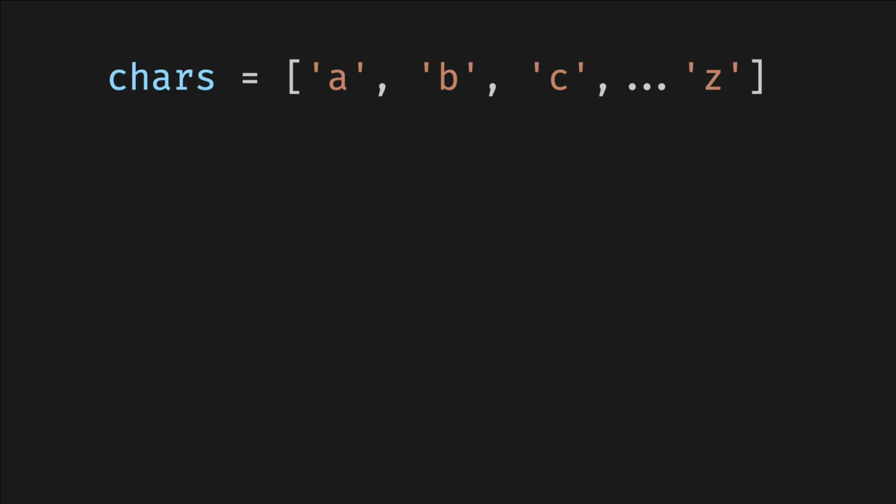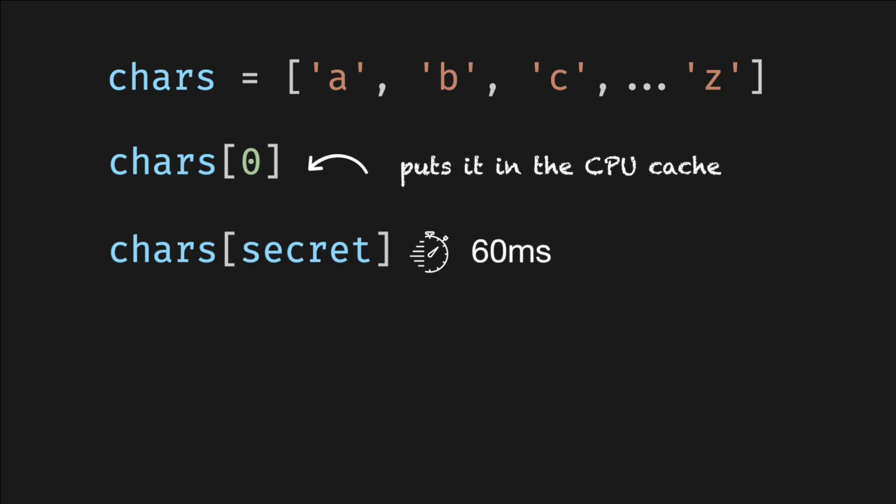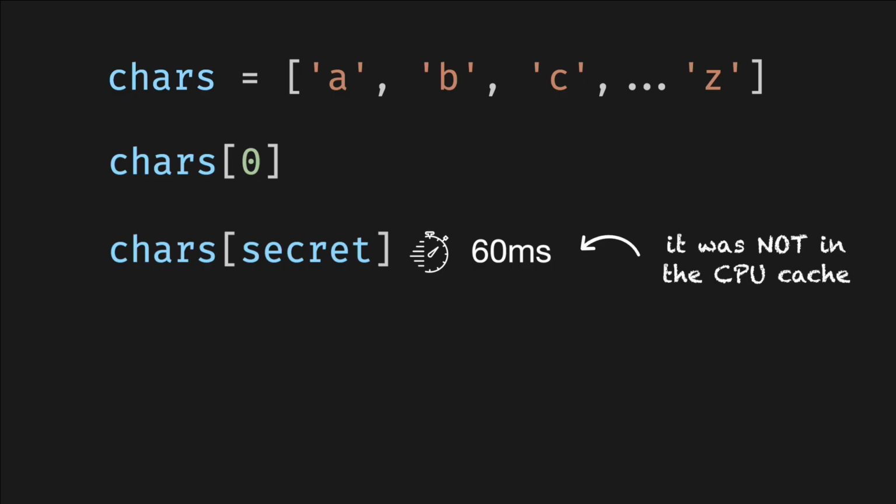Here's how it works. The attacker will create a characters variable containing a set of all possible characters. To keep it short, let's say it's from A to Z. And now the attacker will read the value of chars[0], which will actually put its value in the CPU cache, so that it can read it faster later on. Now, using this information, the attacker will read the value of chars[secret] and then use a high precision timer to time that operation. Let's say it takes 60 milliseconds, which is obviously over exaggerated. The attacker can immediately conclude that chars[secret] was not in the CPU cache. It took some time because the CPU had to go to the memory.